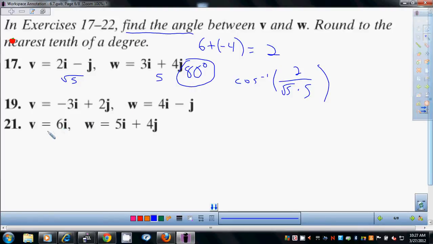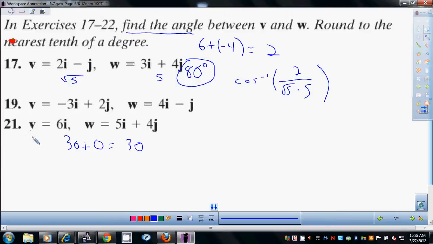Let's look at 21. Because this one's just 5. Alright, dot product of 21. 6 times 5 is 30. Plus 0 times 4 is 0. 30 plus 0. So this one has a dot product of 0. I'm going to come back to that. Magnitude. What's the magnitude of the first one? What did I say? I meant 30. I apologize. What's the dot product?